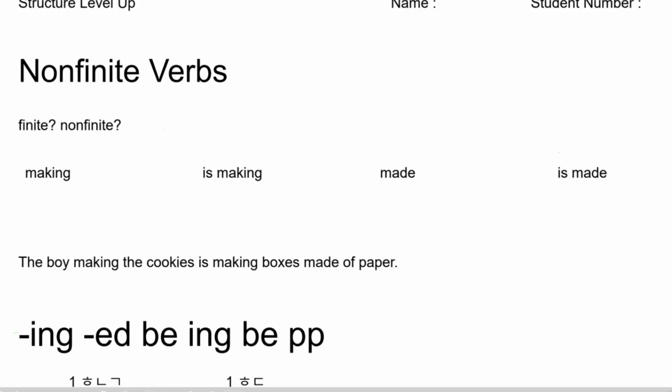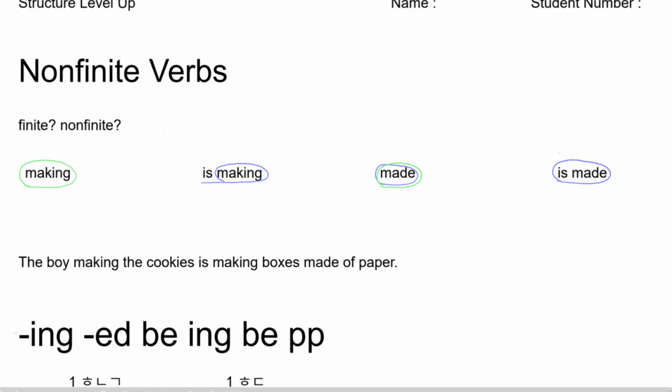Hello, today we're going to talk about non-finite verbs. Let's cut to the chase and I'll give you the examples first. Making is a non-finite verb. Is making is a finite verb. Made could be either way, could be a finite verb or non-finite verb. Is made is a finite verb.